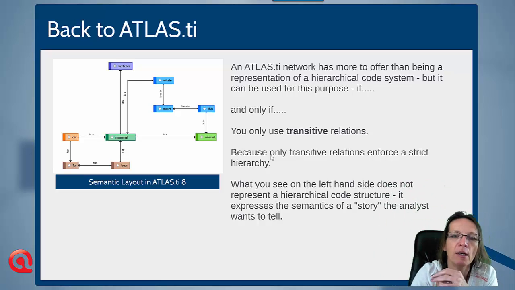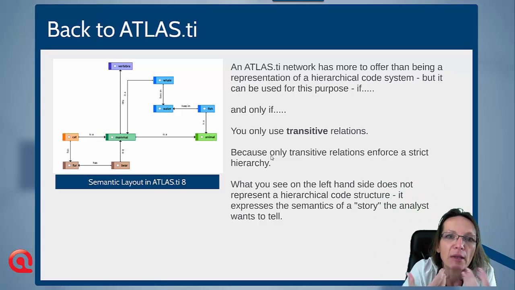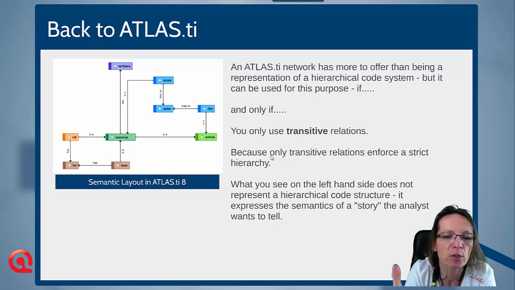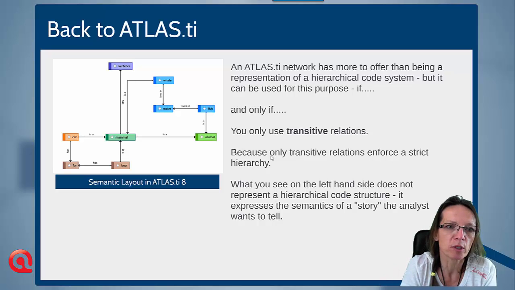If we want to have a hierarchy, "is property of" is already asymmetric. It's not going the way upwards again. So if you would use that, it would also have an effect on how your code tree and forest look like. What you can see on the left-hand side here in the image does not represent a hierarchical code structure. It expresses the semantics of the story the analysis wants to say.